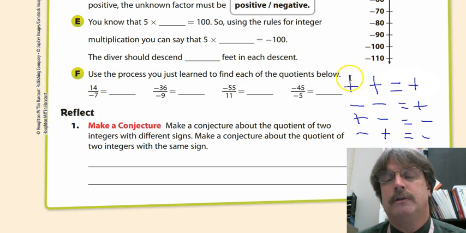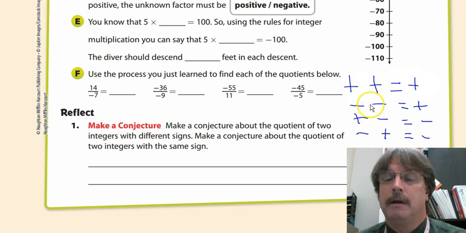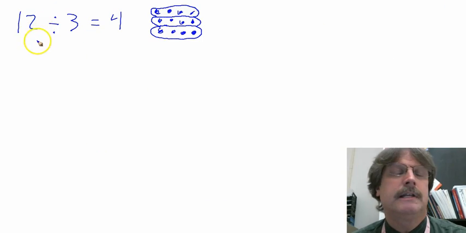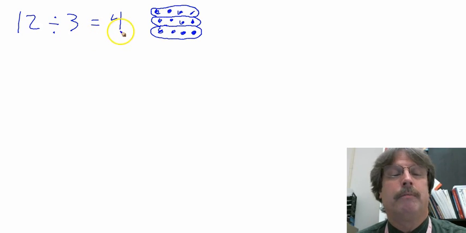I redrew the table from our multiplication of integers for the division of integers. If we have a positive divided by a positive, our answer is going to be a positive number. A negative divided by a negative gives a positive answer. A positive divided by a negative gives a negative answer, and a negative divided by a positive number equals a negative answer. So let's take a look again. If I have a positive 12 divided by a positive 3, I'm going to get positive 4. This is my total divided by the number of groups, and that tells me how many items I'm going to get.